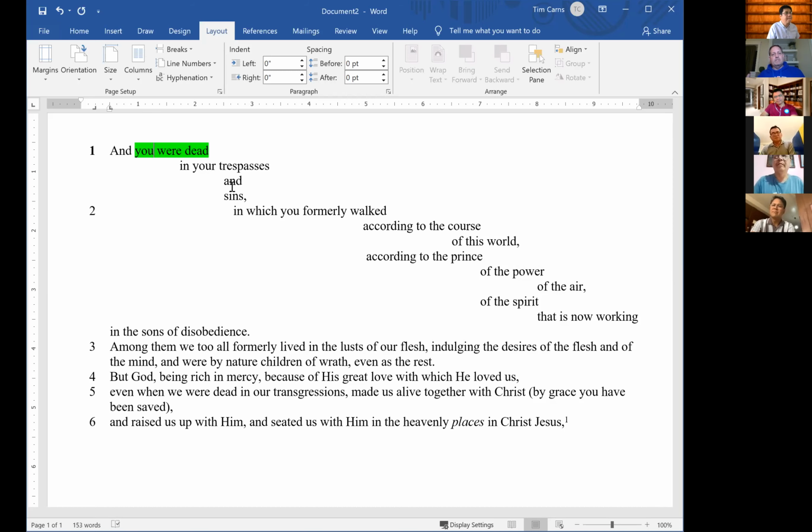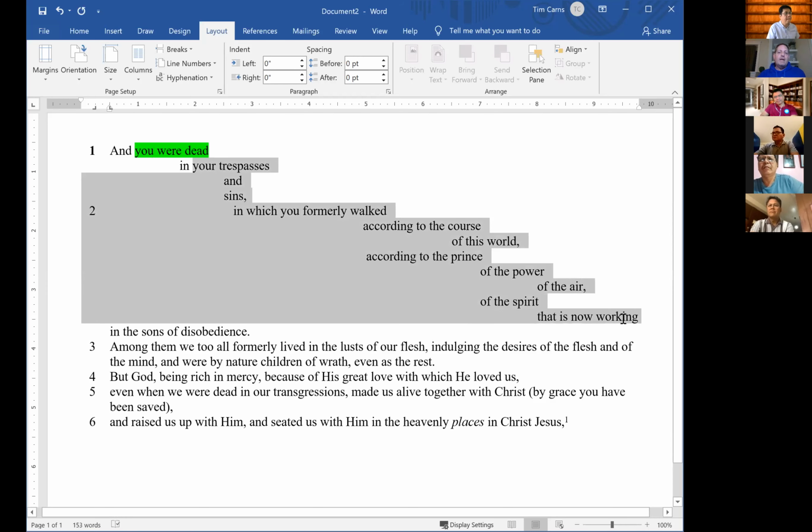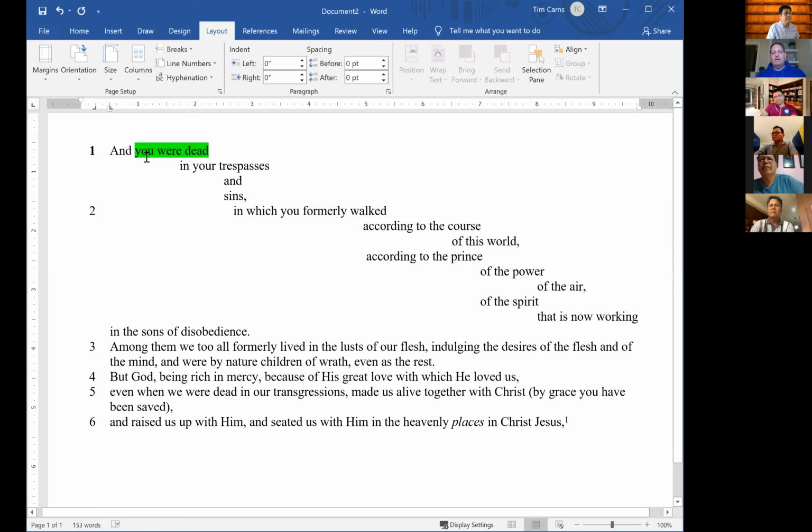And those trespasses and sins, that's how you used to live. That's how you used to walk. You used to walk or live. Okay, and so all of this down here is describing how you were dead. But the main point is you were dead. And that's also only half the point. The other half of the point comes down here in verse 4.